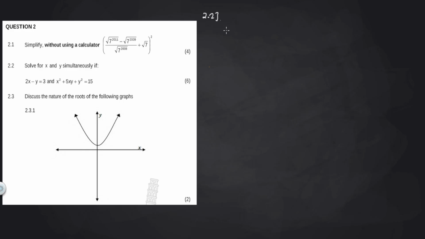Alright, 2.2 is a simultaneous equation. 2x minus y equal to 3, this is my equation 1. And x squared plus 5xy plus y squared equal to 15, equation number 2.